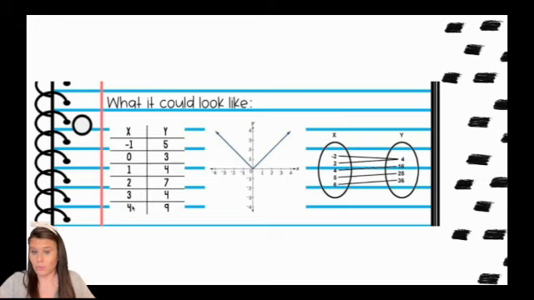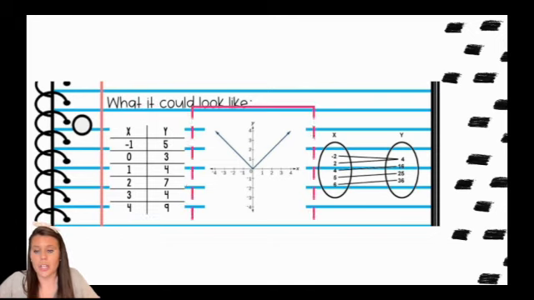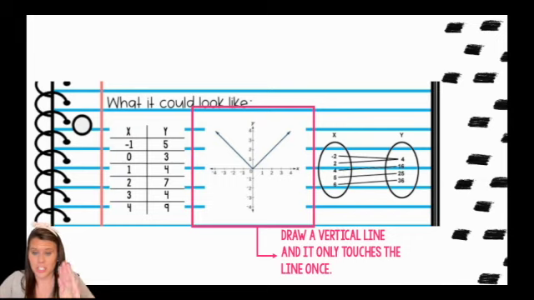So we have our table. You don't have to look at the y column whenever you're trying to see if it's a function or not. You do have to look at the y column for other things. Looking at a graph, you see you have this blue V as your line.